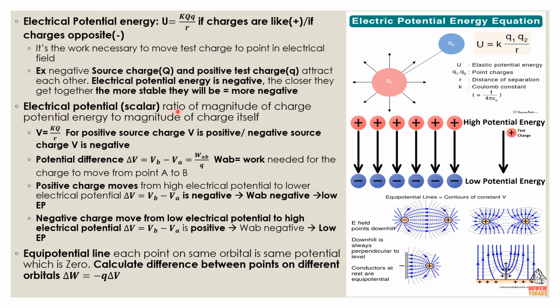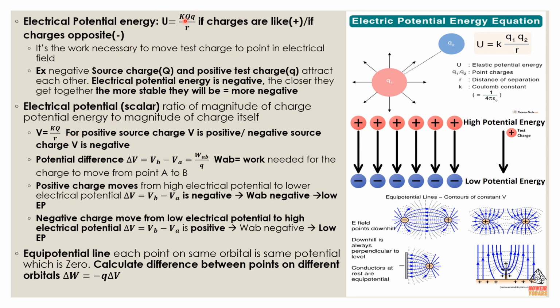And then next you've got what we call electrical potential, which is a scalar potential. It's also known as voltage. The scalar potential describes the electrical potential energy per unit charge at a particular point in the electrical field. It's defined as the amount of work required to move a unit positive charge from an infinite distance away to a point in the electrical field without acceleration. So it's the ratio of the magnitude of the charge's potential energy to the magnitude of the charge itself, and V is equal to K, Coulomb's constant, times Q divided by R.